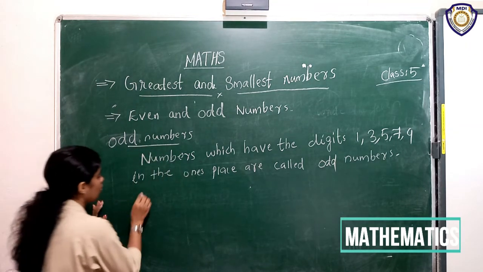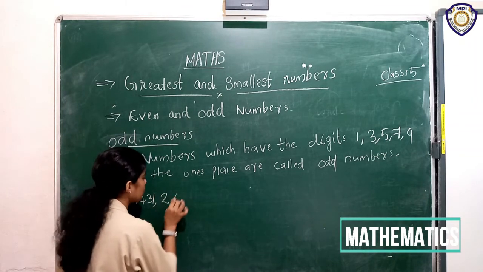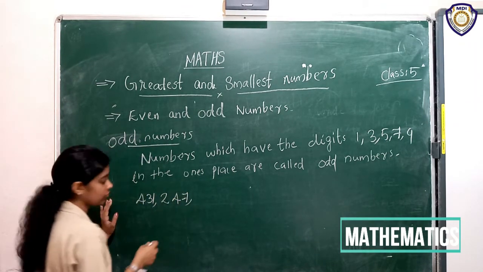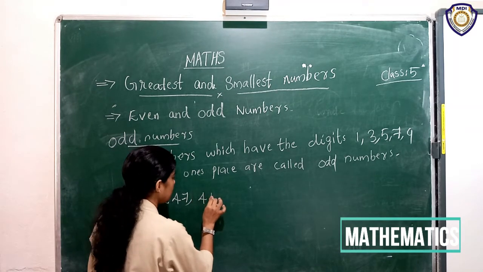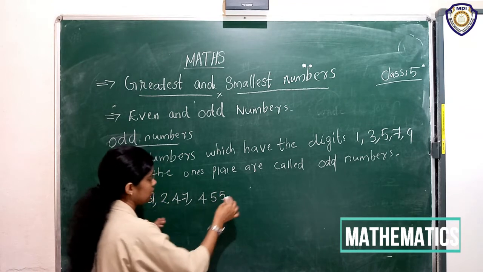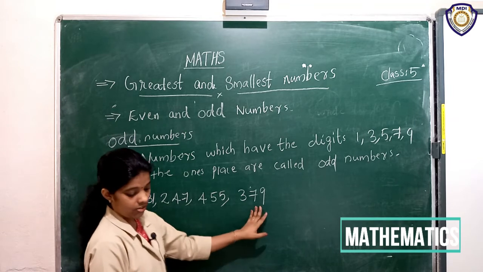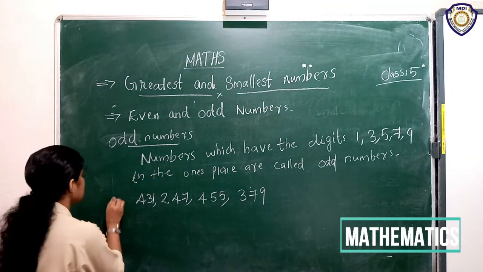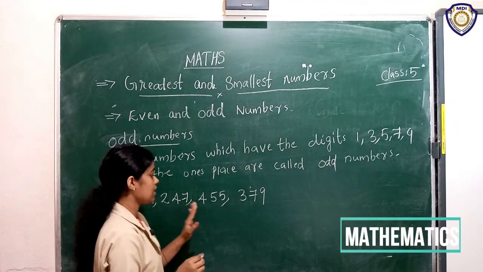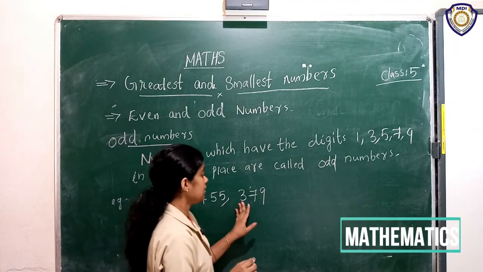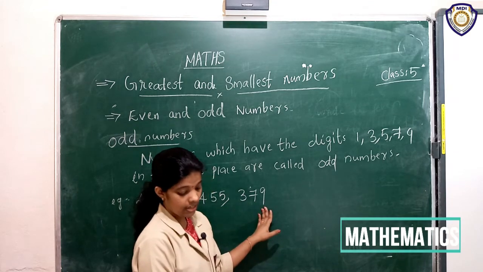Example: 431, 247, 555, 379. Okay. Next one.